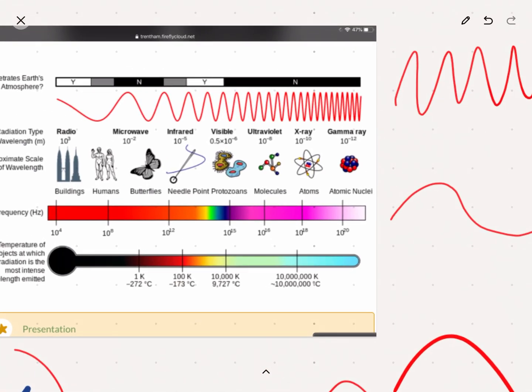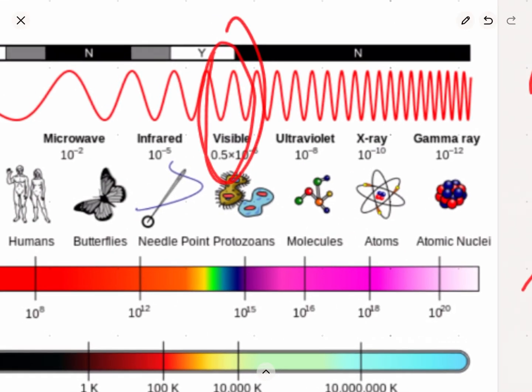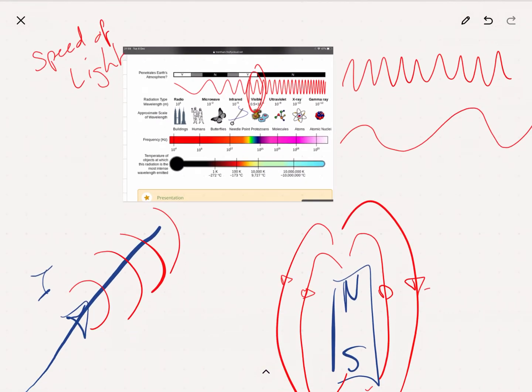It has a particular frequency, around 10 to the -6, so 0.5 times 10 to the -6 of a meter. That's the wavelength. So it's a very specific small narrow band, and our eyes pick up on that. And the speed of light travels at 300 million meters per second, and in standard form that's 3 times 10 to the 8 meters per second.